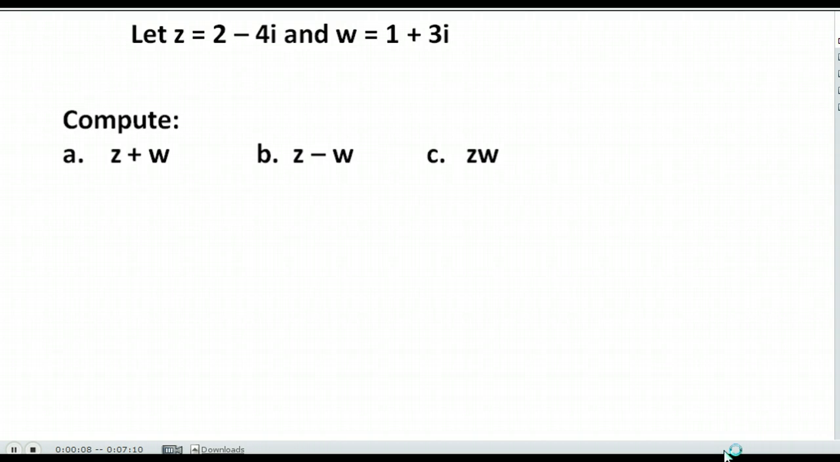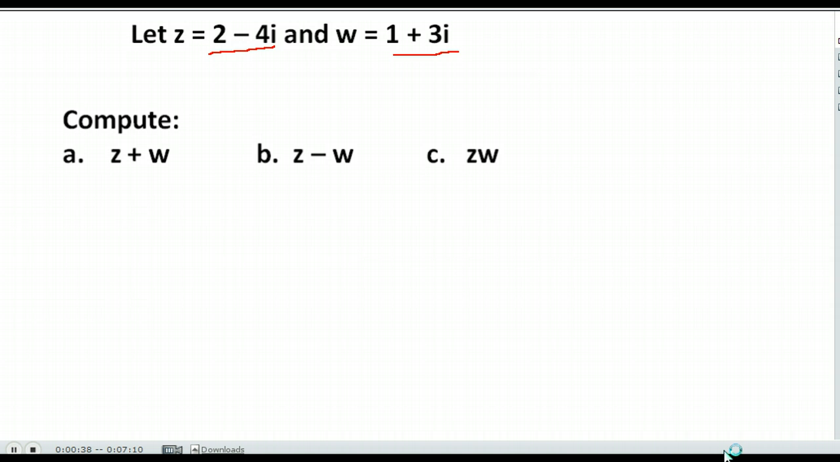You want to first pay attention to what your numbers look like. I have 2 minus 4i and 1 plus 3i. Notice there is a real part and an imaginary part, which makes it a complex number. These work a lot the same as when you are finding the answers to polynomials, like 2 plus 4x, 2 minus 4x, and 1 plus 3x. We can add i's with i's and real numbers with real numbers, and that's about how you go about it.